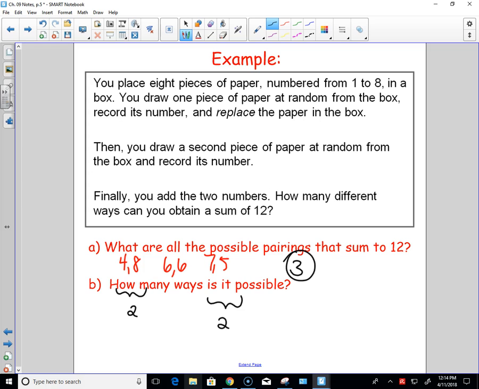No, there's only 1 way of doing that. So therefore, 2 different ways, 2 different ways, 1 different way. So that'd be 5. Does that make sense? 2 different ways, and then 1 different way.